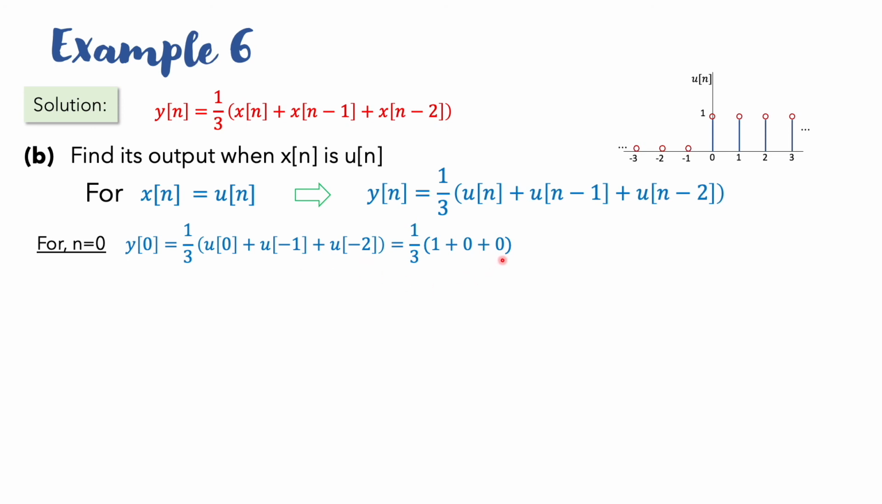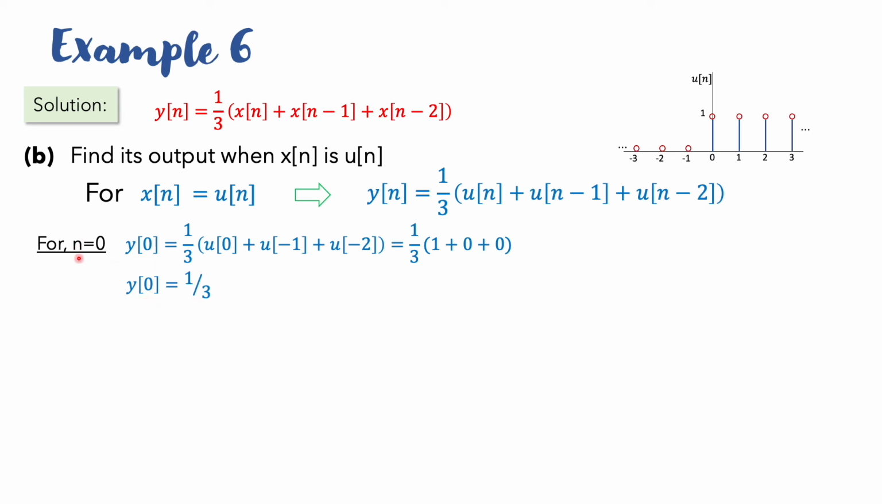So the output, the first sample in the sequence, y of 0 will be 1 over 3.